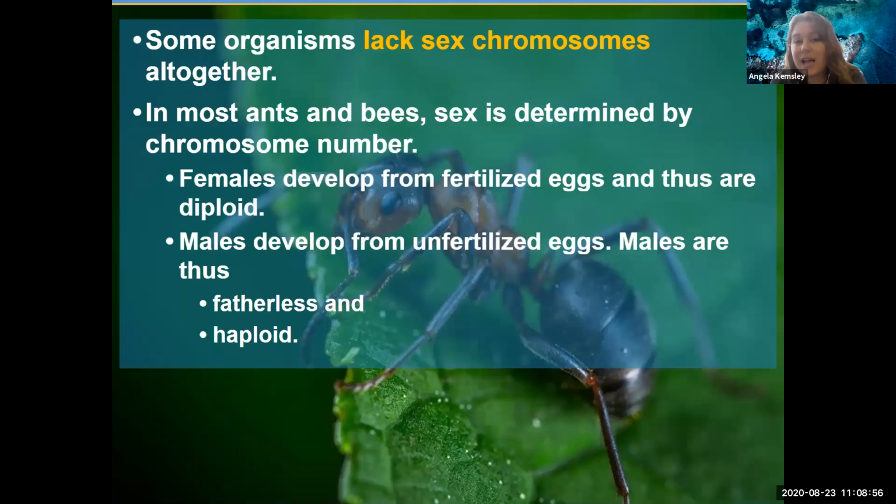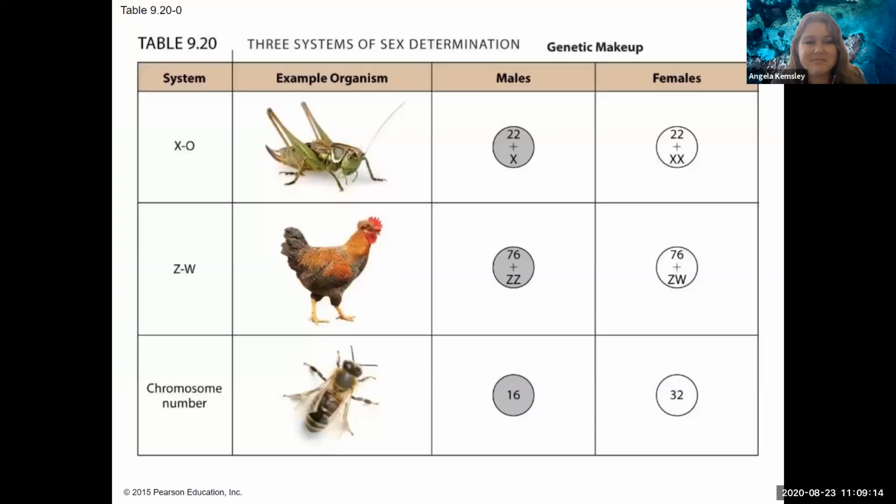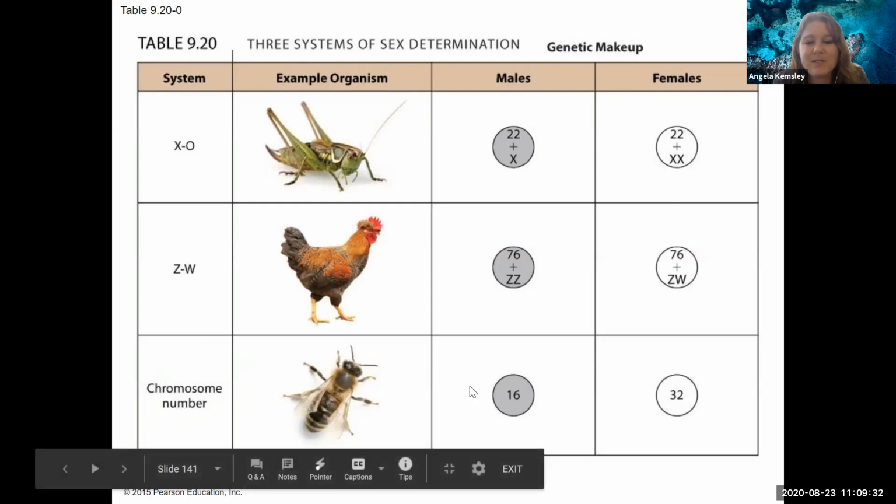Some organisms actually lack sex chromosomes altogether, and in most ants and bees, sex is determined by chromosome number. So females develop from fertilized eggs and are diploid. Males develop from unfertilized eggs, so they are fatherless and they are haploid. So if you take a look, these are 3 systems of sex determination that we just talked about that are different than in most mammals. So we have our XO for insects, ZW for some of our birds, chromosome number for some other insects.